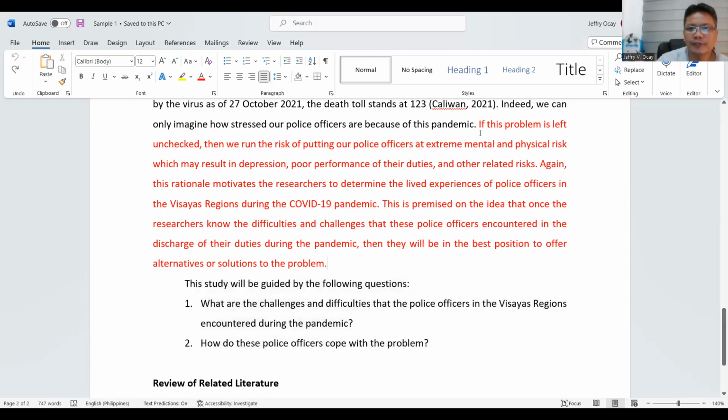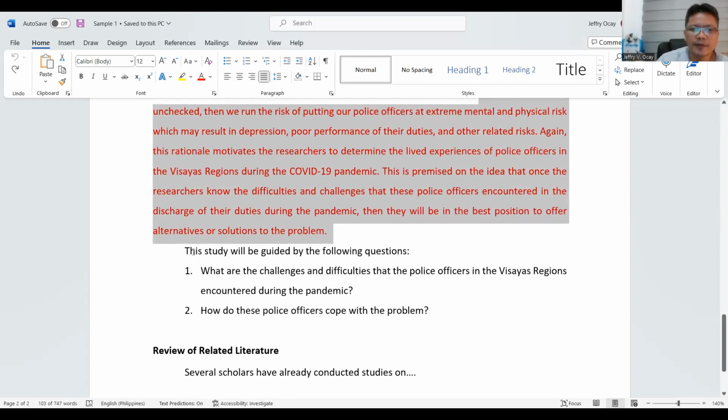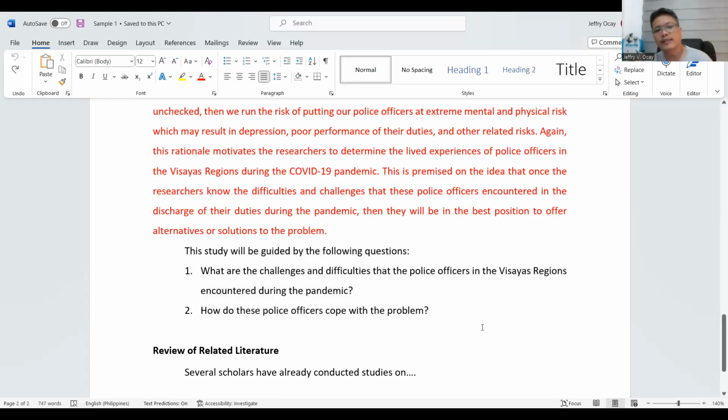So after the thesis statements, you may now write your research questions. And again, the research questions are not the same as the statement of the problem. The research question section reads, this study will be guided by the following questions. 1, what are the challenges and difficulties that the police officers in the Visayas regions encountered during the pandemic? And 2, how do these police officers cope with the problem?